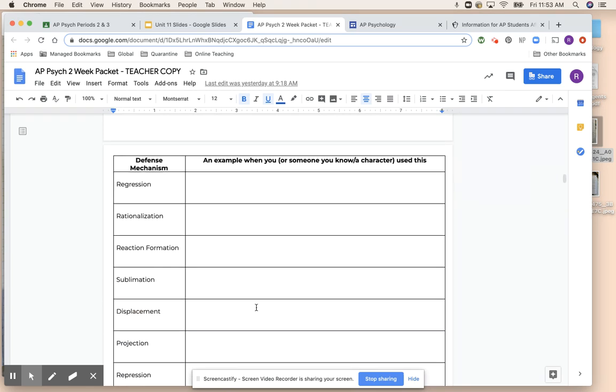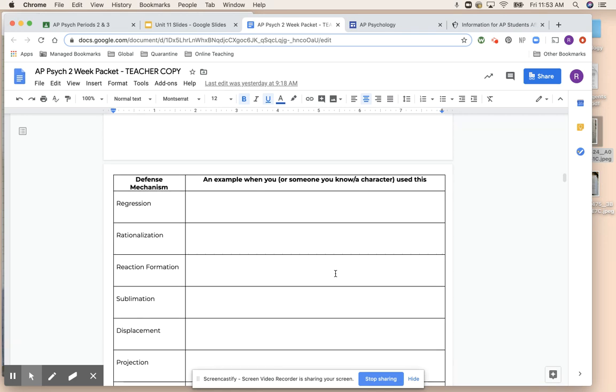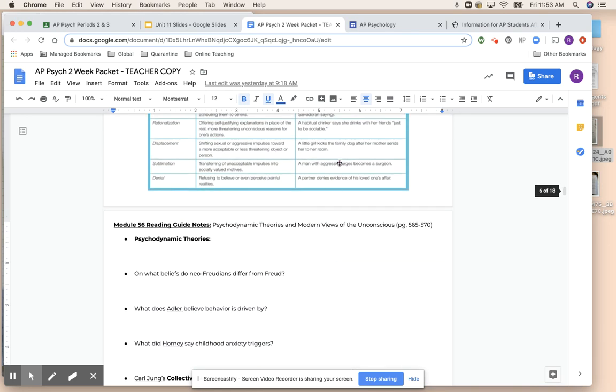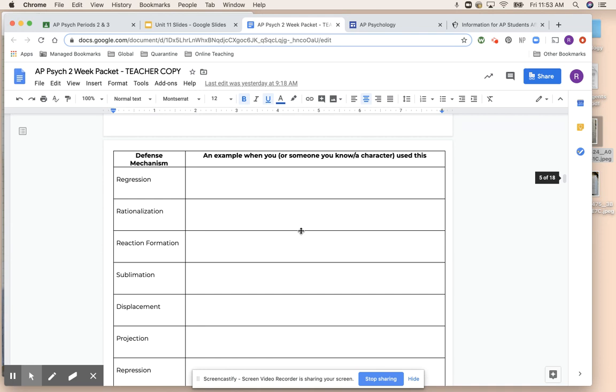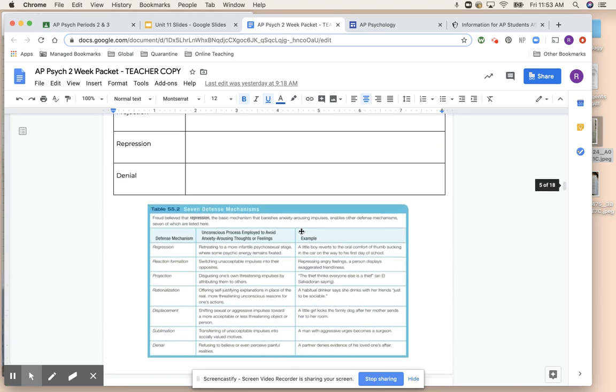The last thing was this review assignment where you're looking at the defense mechanisms and then you are writing an example of a time you've used it. I had a question yesterday where somebody's like, well, can I use one of the examples from the book? I prefer if you didn't because I literally already put them there. I want you to try to think of a time you've used it. If you can't think of a time you've used it, think about maybe a TV character, somebody from a movie, a book, video game, whatever it might be. Okay. That gets us through module 55.